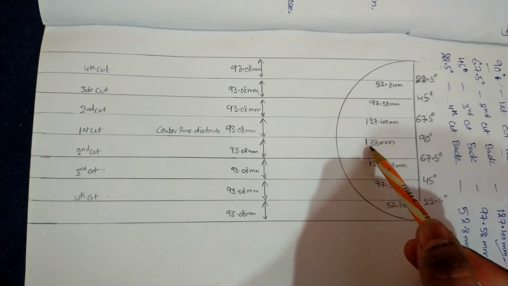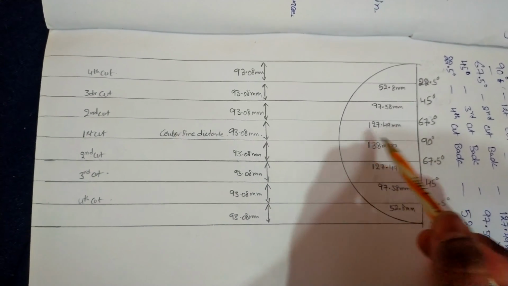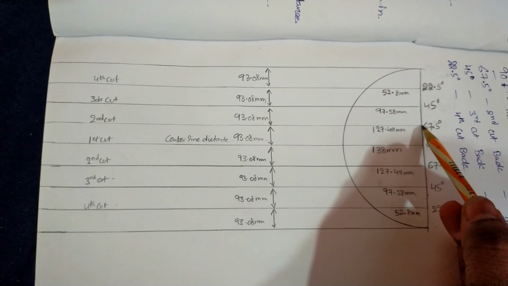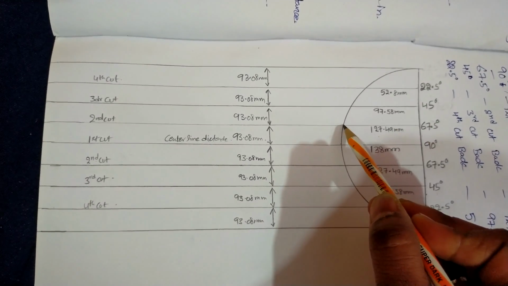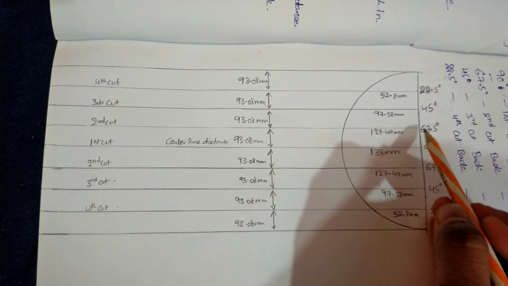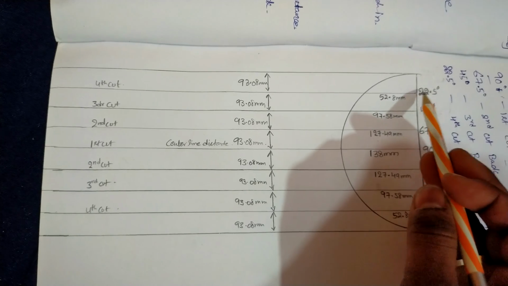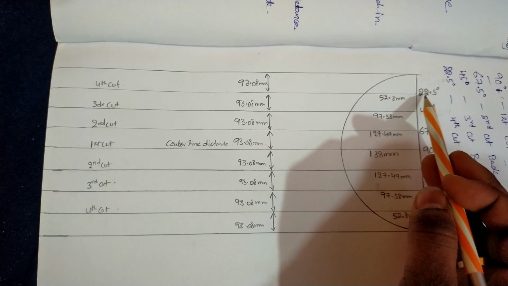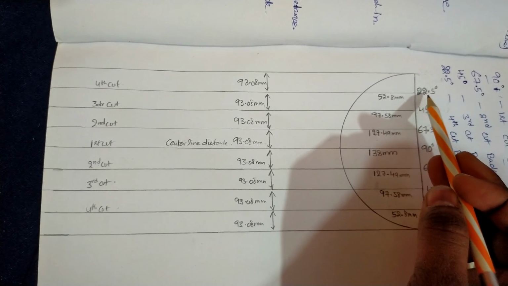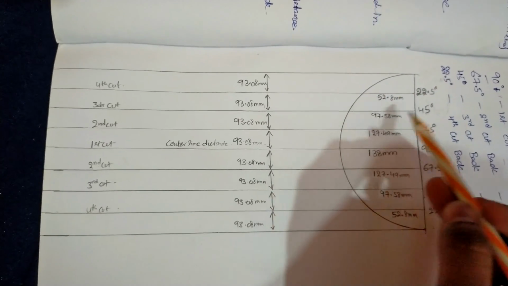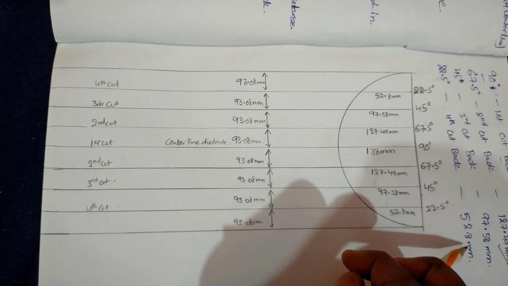First cutback is 138 mm. From here to here we will mark 138 mm. Second cutback value from here to here 127.49 mm, and here to here 97.8 mm. Here 90 at the 22.5 degrees. From here to here the fourth cutback value is 52.8 mm.